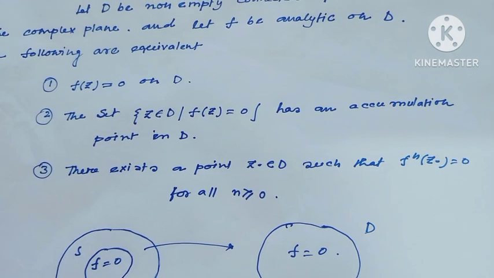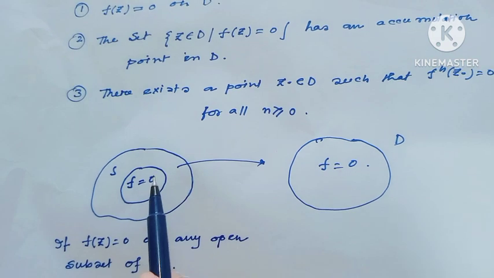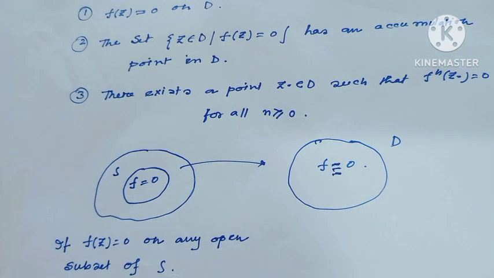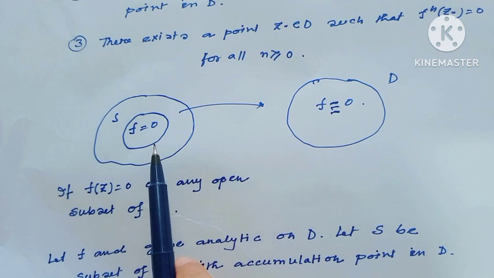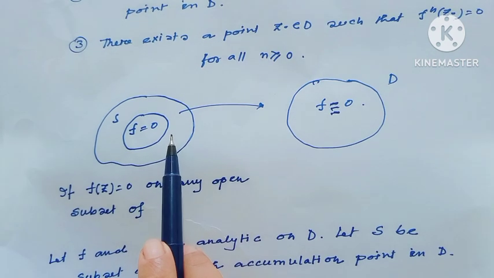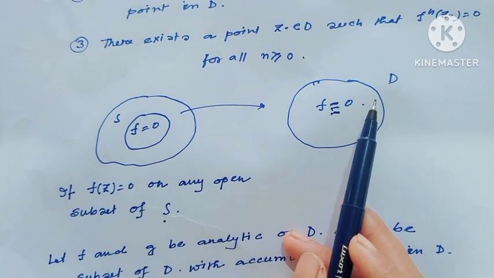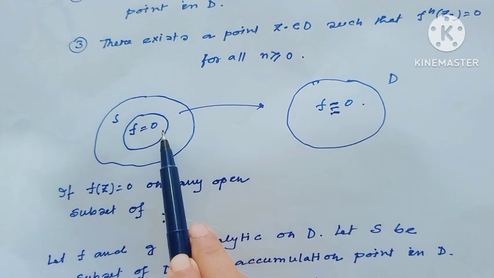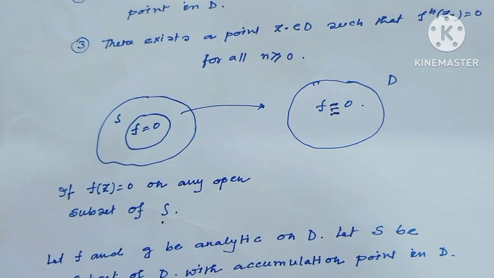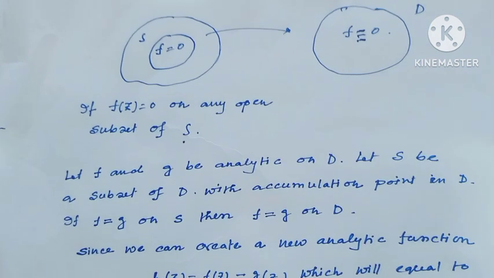And the picture would be of this type. If f equals 0 on the set S, then that implies f is identically equal to 0 on the whole domain T. That means if f equals 0 on any open subset S, then by the identity theorem, if D is a non-empty simply connected domain, f is identically equal to 0 on the whole domain. That means if f(z) equals 0 on any open set S, then f is identically equal to 0 on the whole domain D.